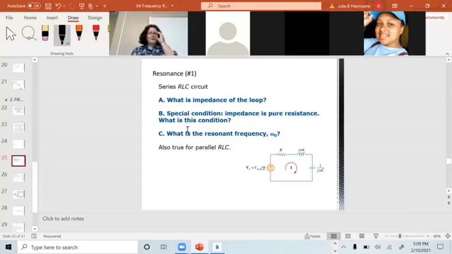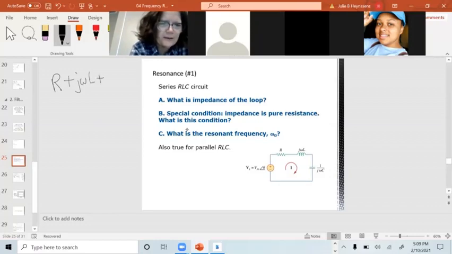This is something very real. I've got a series RLC circuit, and it has a lot of applications. If I write down the impedance of the loop, the Z of the loop is going to be R plus j omega L. It's in series, so they just add, plus minus j over omega C.